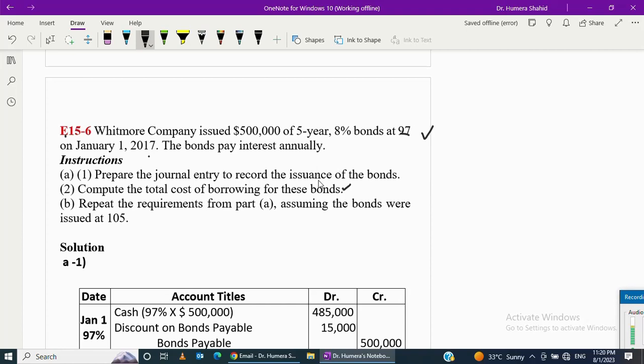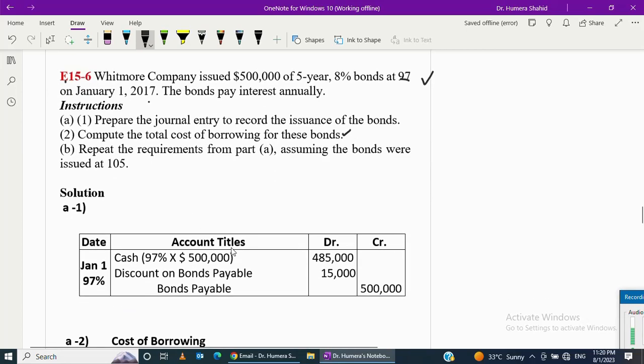So cash gets debit. How much cash gets debit? 500,000 was the face value of the bond. You issued them at 97, so that is 485,000. Bonds payable gets credit 500,000. The difference is discount on bonds payable.